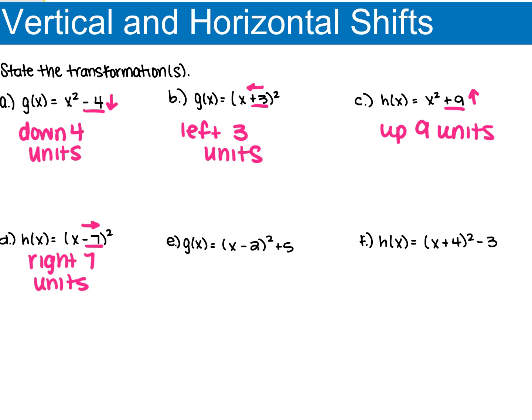Your first function that you see there is the one that's in the parentheses, which is that minus 2. It's in the parentheses, so think opposite of negative 2. That would be positive 2, so we're going to the right 2 units. Next, we have that plus 5. That's after the parentheses and after the squared, so that one's outside. That means that's happening vertically. We're going up 5 units.